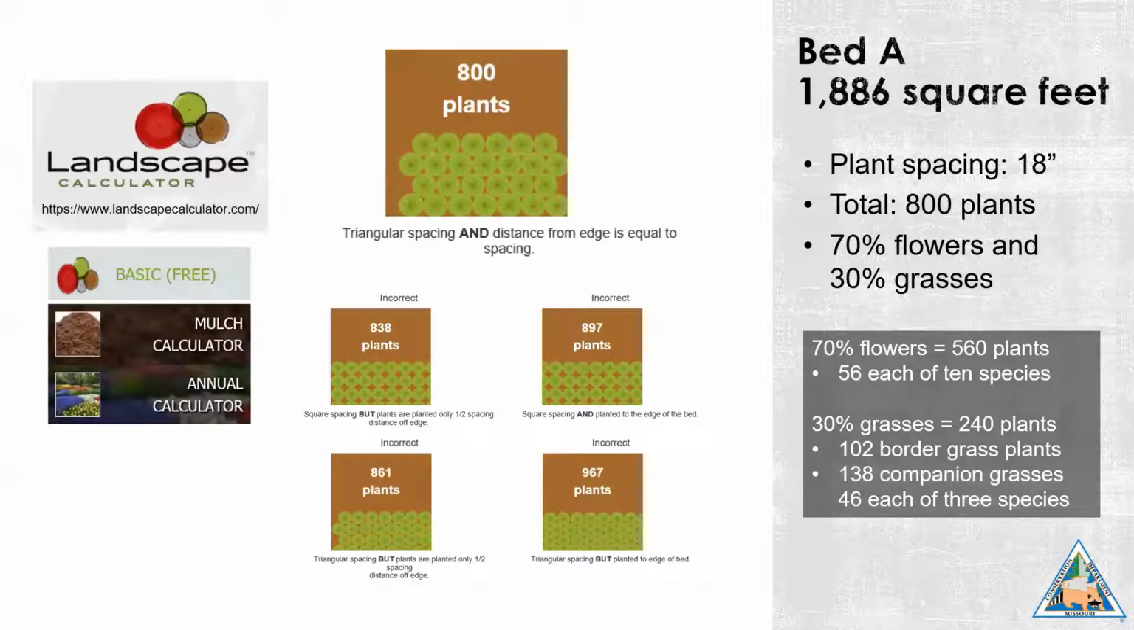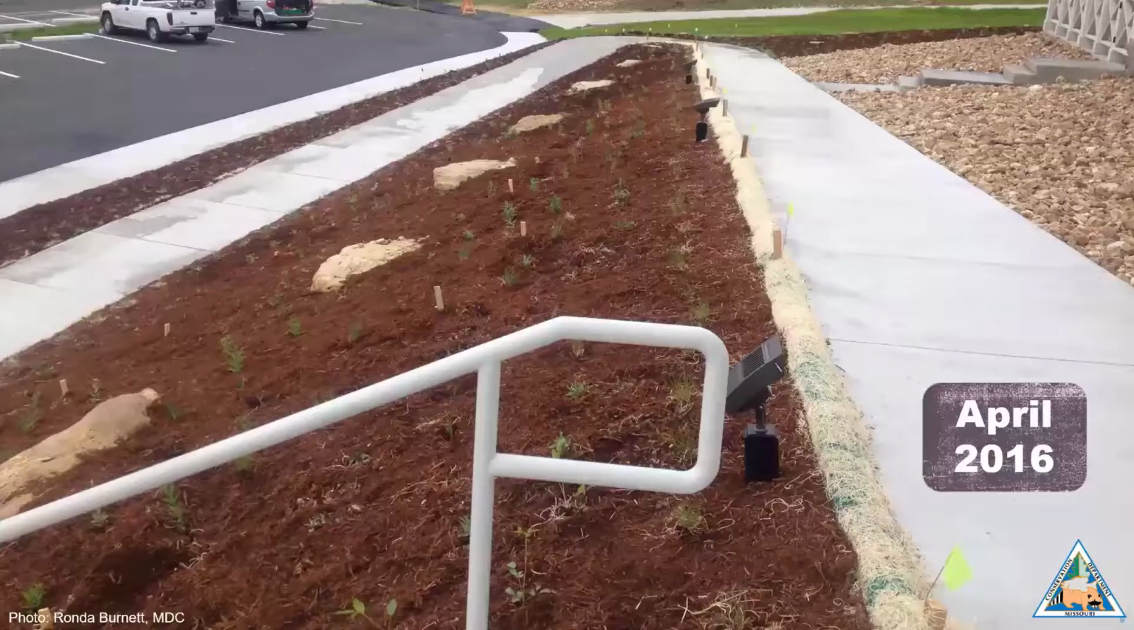So I knew, to achieve the look I was going for, that naturescape of a prairie, I was going to fill these beds with 70% flowers and 30% grasses. So then it's just a matter of doing the math, and that would tell you exactly how many plants to order for this project.